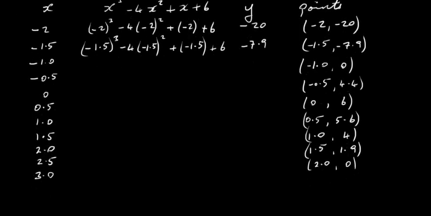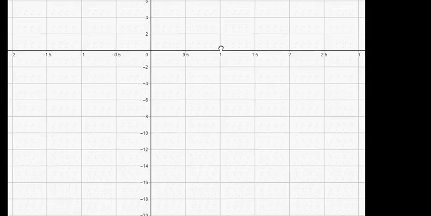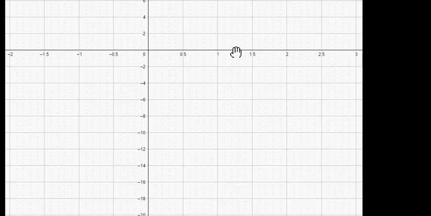And let's see, we have 2 more to do. We've got 2.5, which is minus 0.9, and then we end up with 3 here, which will give us a y value of 0. So these are all the points we need to plot. Okay, so I'm going to plot those here and draw our curve. So let's have a look.